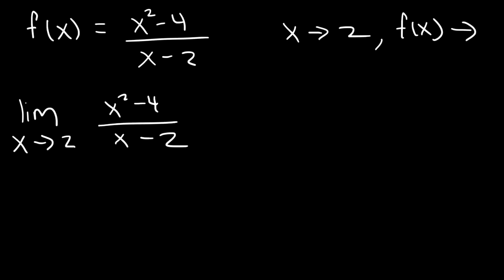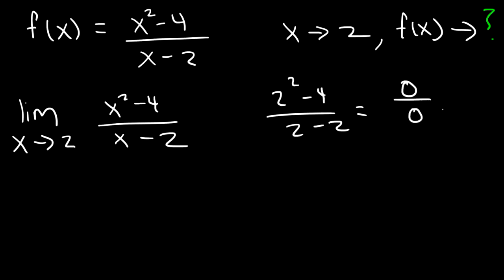Now, one of the first things you could try is direct substitution. If we plug in 2 into the function, it's going to be 2 squared minus 4 over 2 minus 2. 2 squared is 4. 4 minus 4 is 0, and 2 minus 2 is 0. 0 divided by 0 is undefined, so that won't help us.